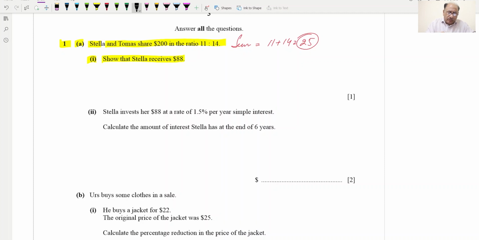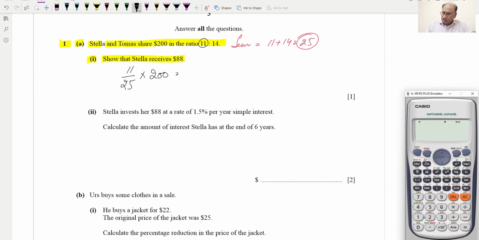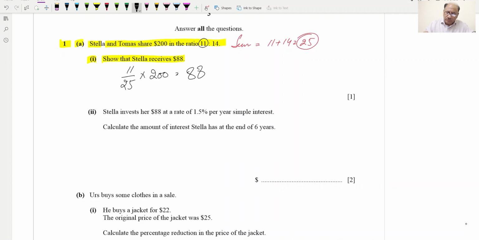Stella's share is 11 out of 25 of the 200 total. So this can be simplified: 11 over 25 multiplied by 200, and this is equal to 88, which we were supposed to prove. This was a 1 mark question.